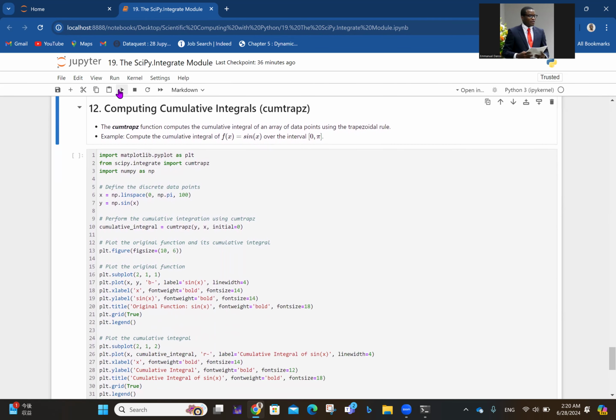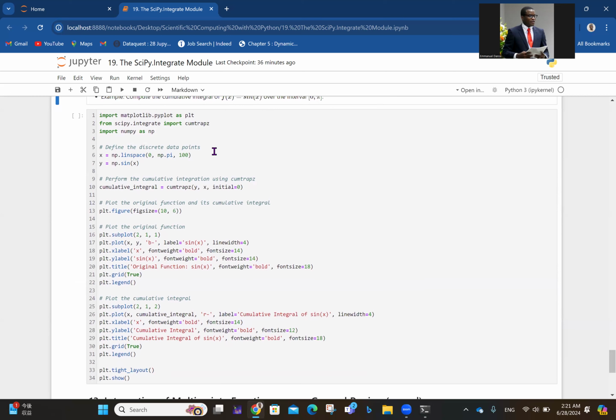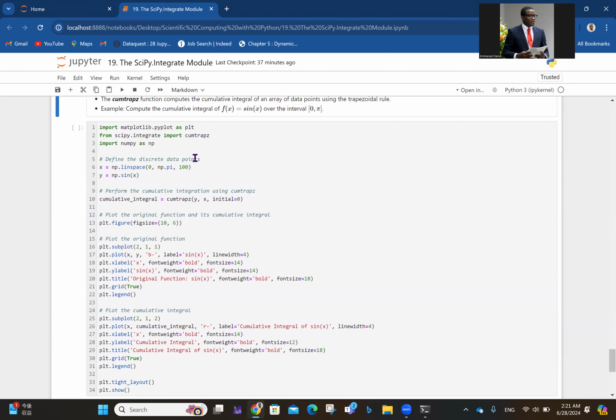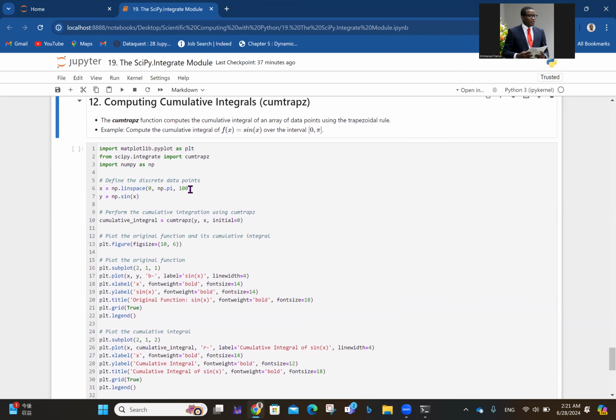Okay, so let's compute cumulative integrals. You can also do cumulative integrals. The cumtrapz function computes the cumulative integral of an array of data points using the trapezoidal rule. Example: compute the cumulative integral of f of x equals sine x over the interval 0 to pi. Of course, we already know there's a particular format we follow. Import everything you need to import, and then in this case, we need to define the interval, right? From 0 to pi. Of course, you can choose the number of divisions you want.